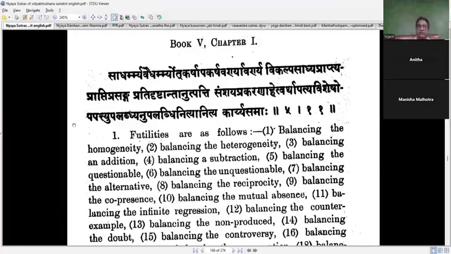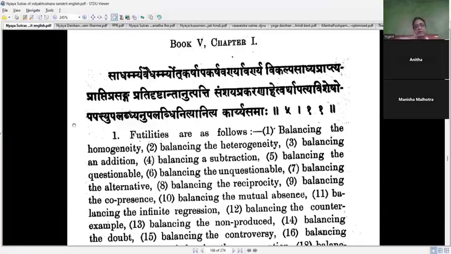Then vikalpa. Vikalpa is a choice. It is sankalpa-vikalpatmaka manaha. So balancing the alternative. Then sadhya, balancing the reciprocity, something having reciprocal properties. Then praptya, apraptya. So balancing the co-presence, balancing the mutual absence. Then prasanga. Prasanga is if a discussion is about a certain situation; prasanga in Hindi means a situation.